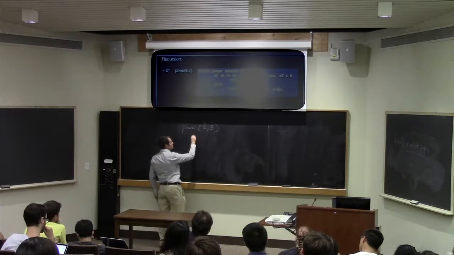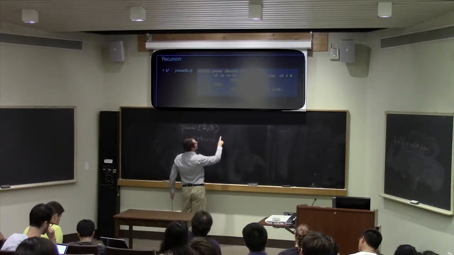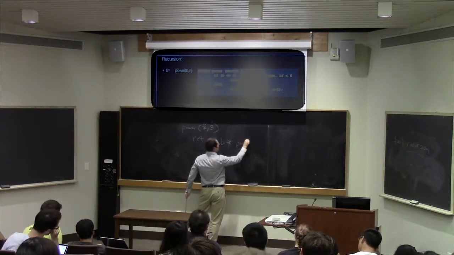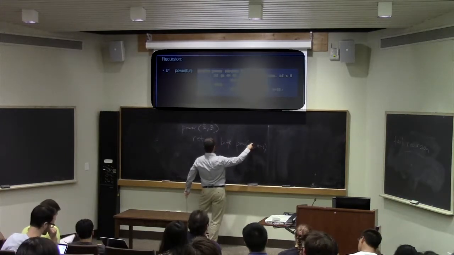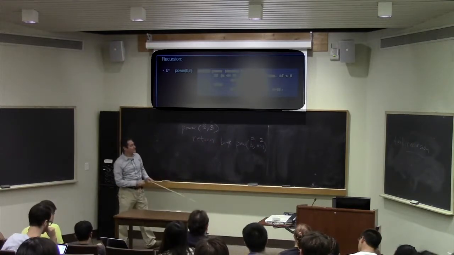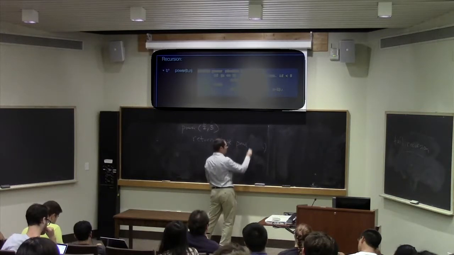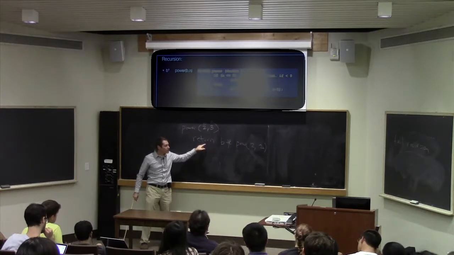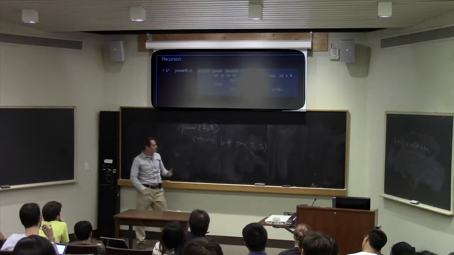Return b. This is the important part. We're going to say b times the power of b, n minus 1. In this case, b is still going to be 2, and n minus 1 is now going to be 2. So we're going to return b times power of 2, 2. I'll just change it right there. This part's the interesting part. You're returning whatever the result is of b times the thing.